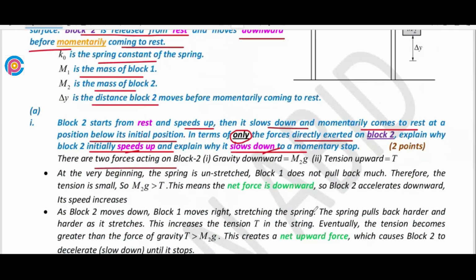There are two forces acting on the block: the gravity, or weight, M2G, and the tension that is directed upward. At the very beginning, the spring is unstretched, block 1 does not pull back much, therefore the tension is small compared to the weight of block 2. This means the weight is greater than the tension, so the net force is downward. So block 2 accelerates downward and its speed increases.